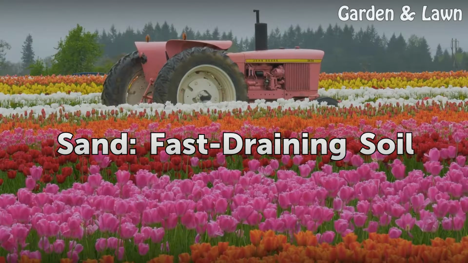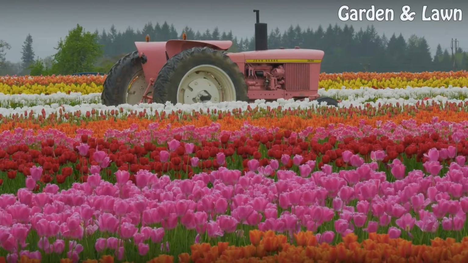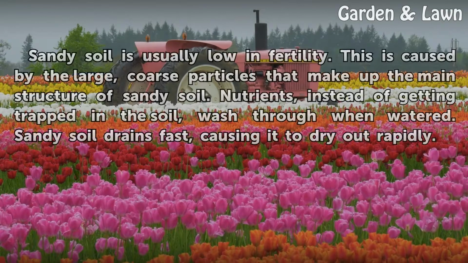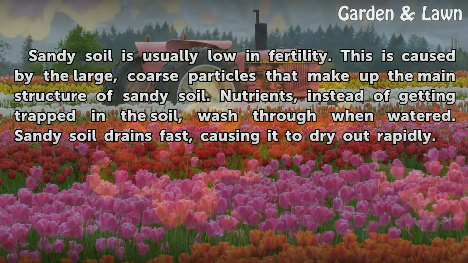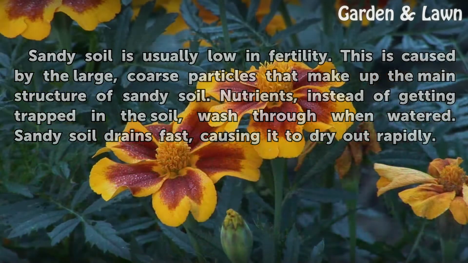Sand, fast-draining soil. Sandy soil is usually low in fertility. This is caused by the large, coarse particles that make up the main structure of sandy soil. Nutrients, instead of getting trapped in the soil, wash through when watered. Sandy soil drains fast, causing it to dry out rapidly.